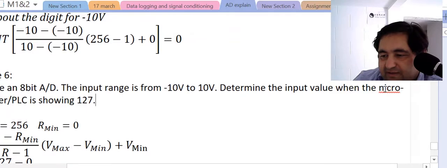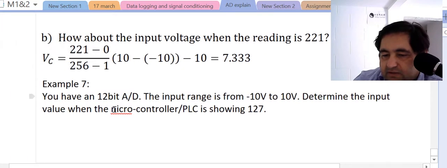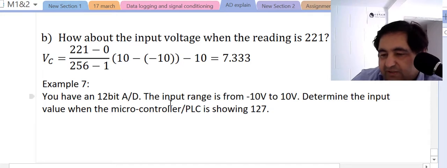When the micro, okay, so going back to that, is this crazy micro change to microcontroller showing 127.